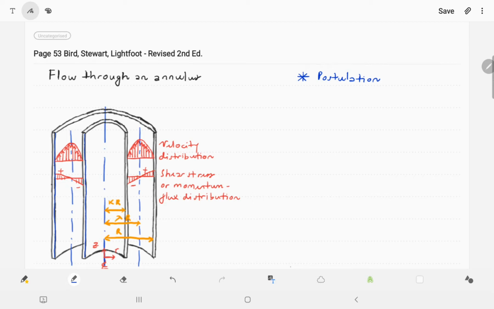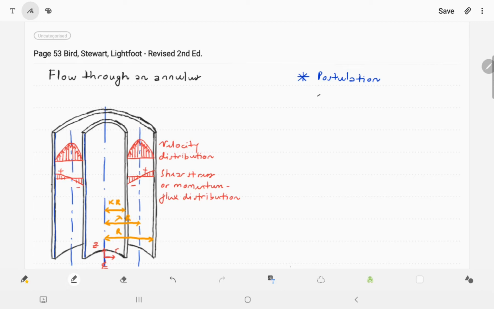But unlike the previous example where the fluid is going down in a circular tube, in this particular example the fluid is moving upward in the annulus. So the direction is opposed to the gravity. Then we start with the postulation first. Postulation is the most important thing in here.